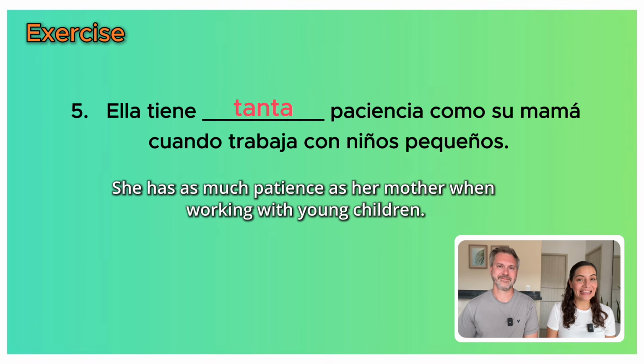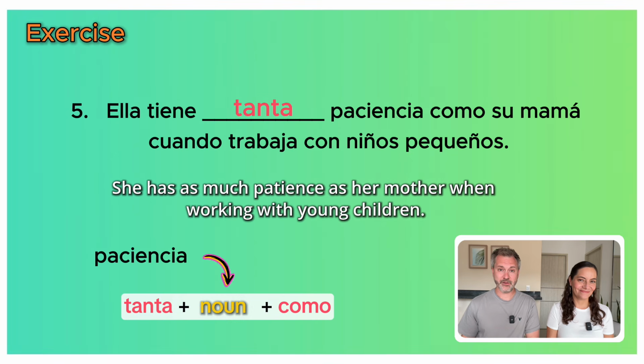Ella tiene blank, paciencia, como su mamá cuando trabaja con niños pequeños. Ella tiene tanta paciencia como su mamá cuando trabaja con niños pequeños. So here, paciencia is a singular feminine noun. So our form of tanto is going to be tanta, tanta paciencia.